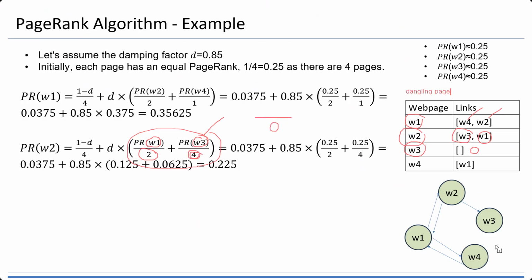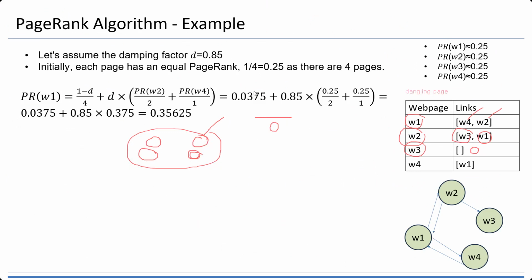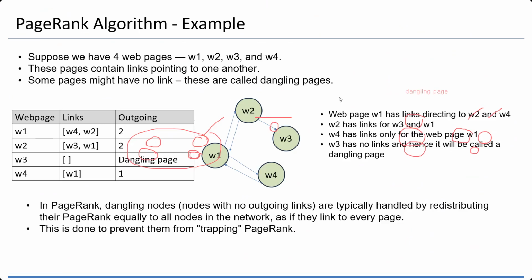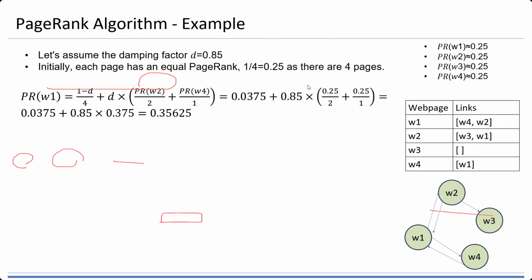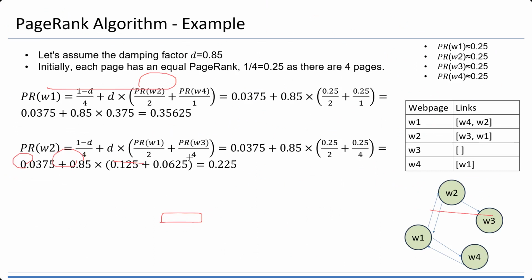What does it mean by the dangling page? This is the page without outgoing nodes. As I mentioned before, a dangling page is a page with no link. Then we will redistribute it equally to all nodes. Equally to all nodes means that, because we have 4 nodes, we divide by the total number of nodes. So we divide by 4.